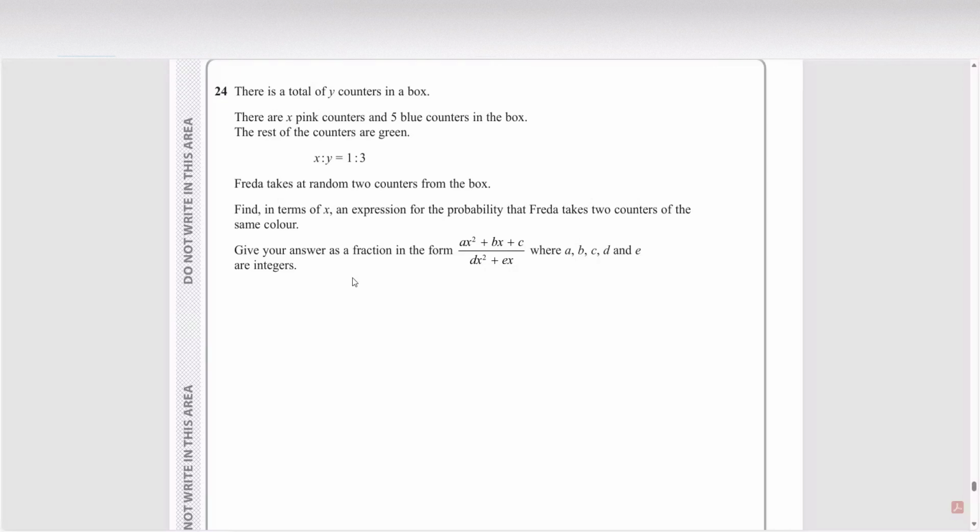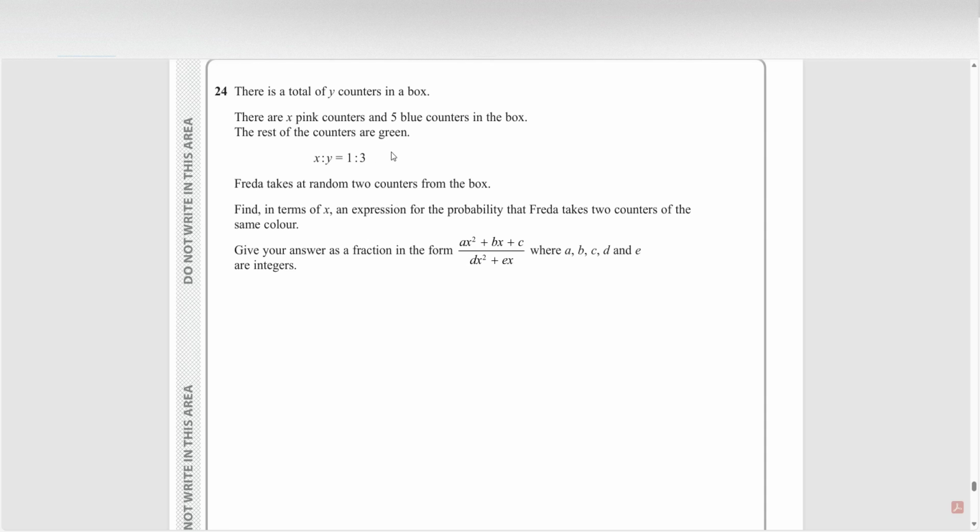Okay, so question 24 is on ratios. We've got algebraic fractions and we've got some probability. So first thing we need to do is look at the probabilities we've got. It tells us that in total of y counts in a box, x are pink, 5 are blue, and the rest are green. And we get the ratio of x to y is 1 to 3.